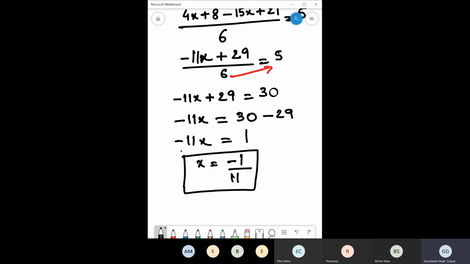So whenever they give you questions like this, where you have two fractions separated by plus or minus, you solve or simplify the fractions first, and then this is all manipulation which you need to do.